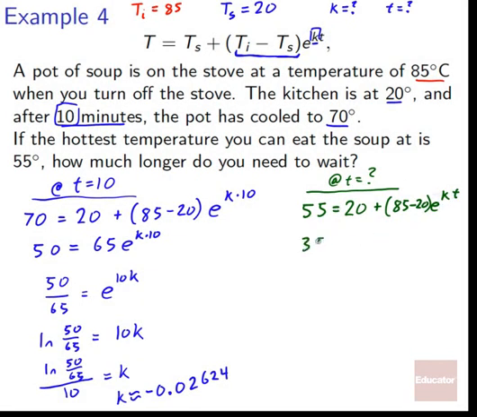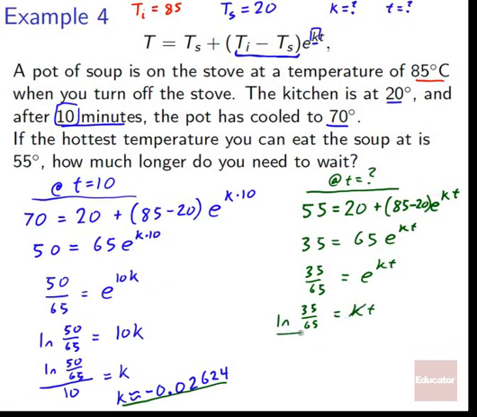Subtract by 20 on both sides, we get 35 equals 65 e to the kt. Don't worry, we know what k is. We'll just plug it in when we get to needing it. 35 over 65. We can take the natural log of both sides in just a moment to get rid of that e. So we've got natural log of 35 over 65 equals kt. Divide by k on both sides. We can now plug that in, and we've got natural log of 35 over 65 divided by negative 0.02624.